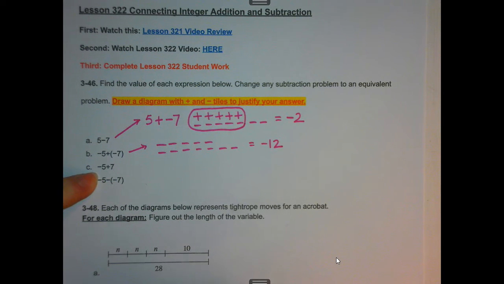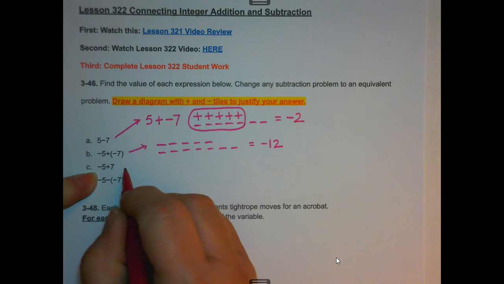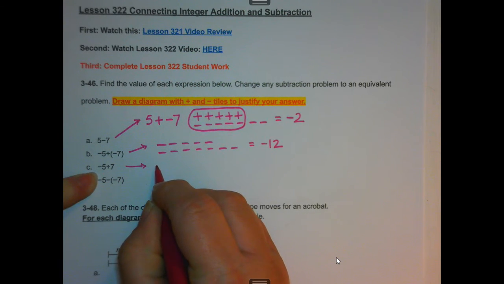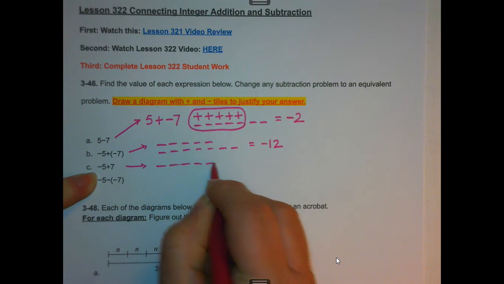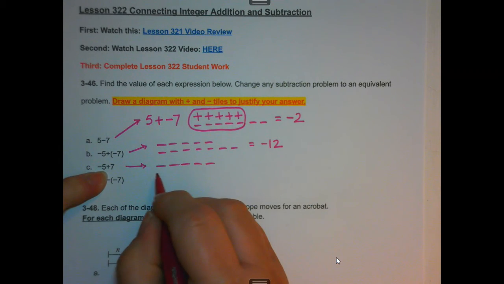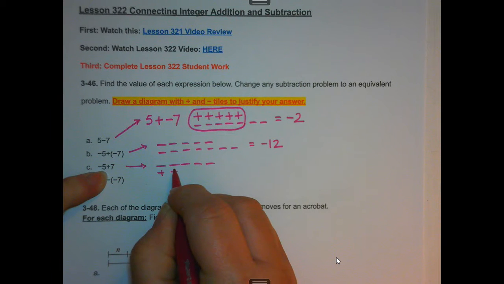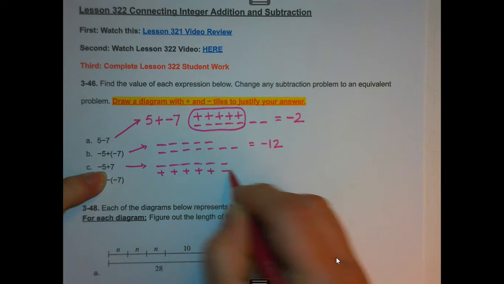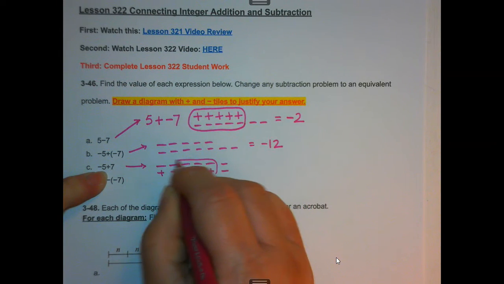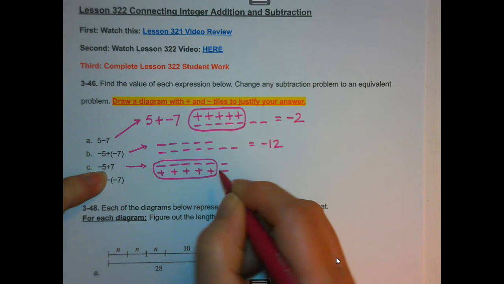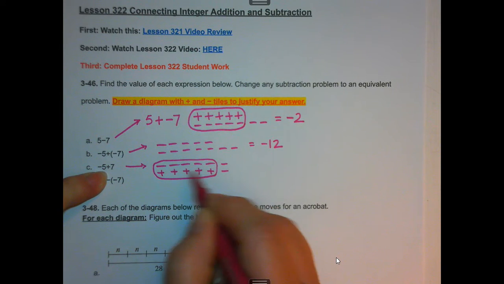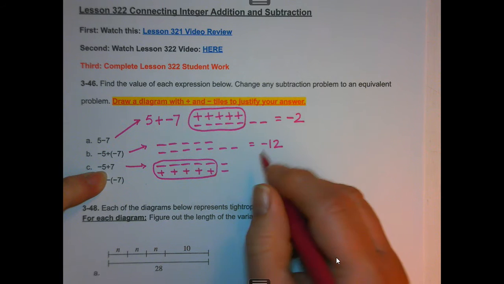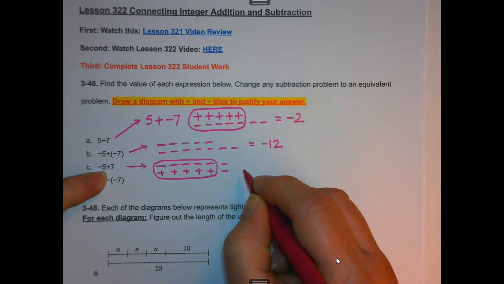Next problem is an addition problem, so we don't have to do anything but draw it. We've got -5, 1, 2, 3, 4, 5, and added to that +7, 1, 2, 3, 4, 5, 6, 7. These all cancel each other out because we have the same number of positives as we do negatives. We do have 2 left over here, so -5 plus 7.